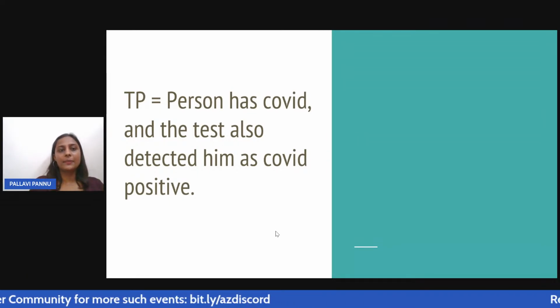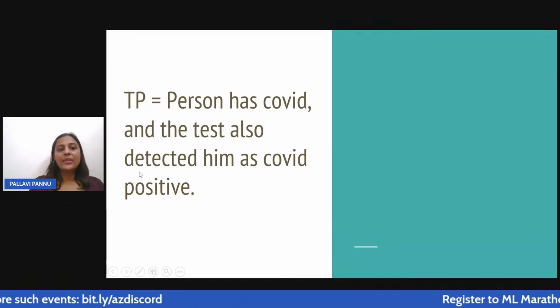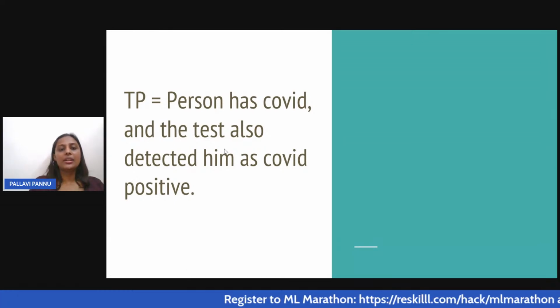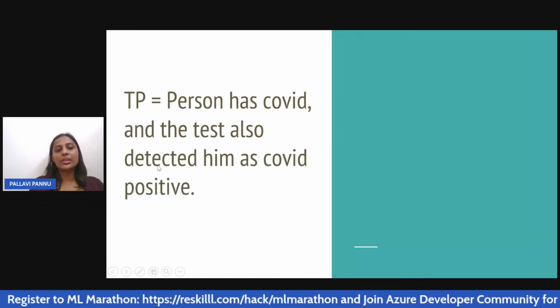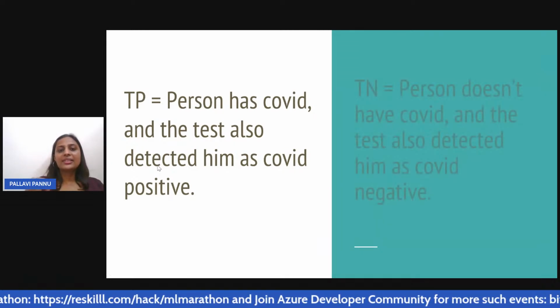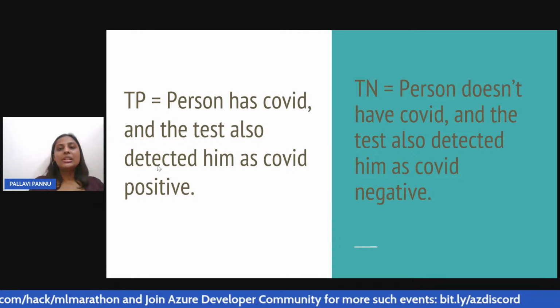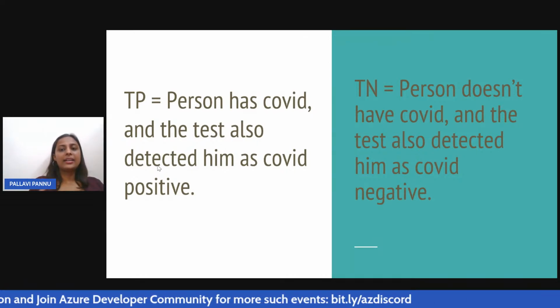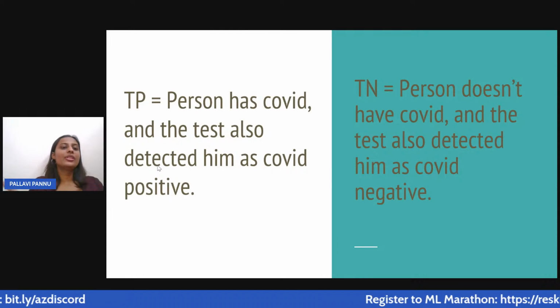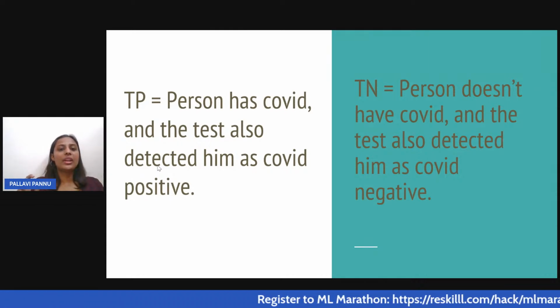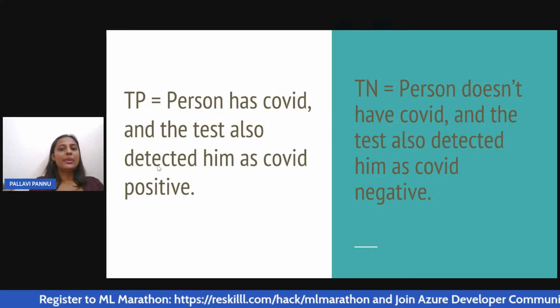TP means the person has COVID and the test is also detecting him as COVID positive. Okay, so this is TP. COVID is true, and positive means the test is also detecting him as COVID positive. Next is true negative. True negative means the person doesn't have COVID and the test also detected him as COVID negative. So whatever the actual person was, our model is also detecting the same. So this is good actually. True positive and true negative are the right things. So actual is matching, and predicted is also matching.